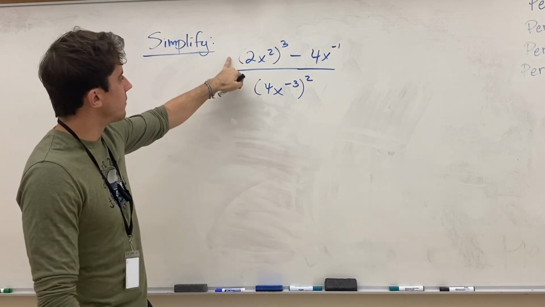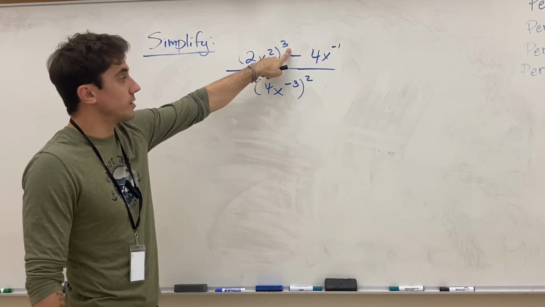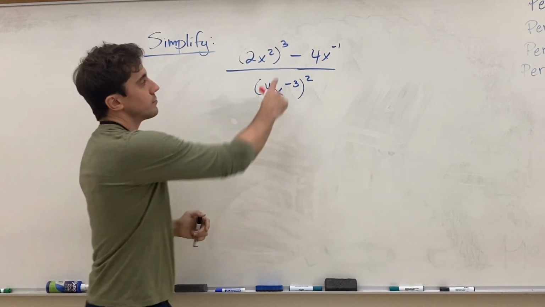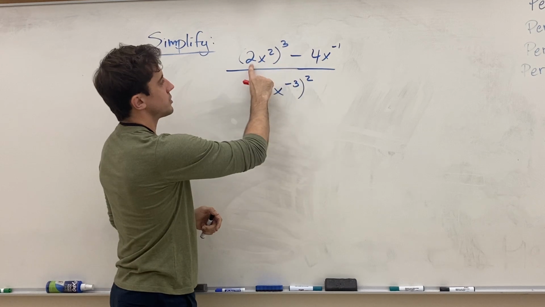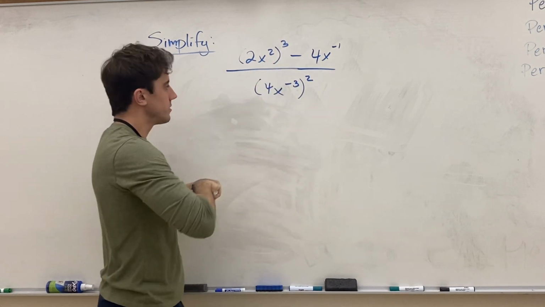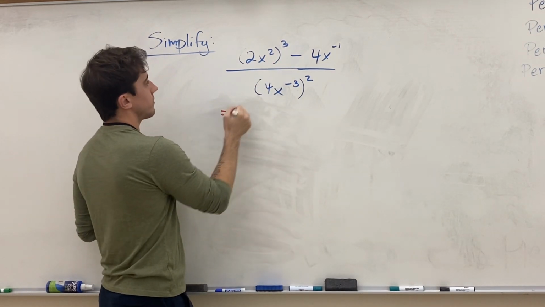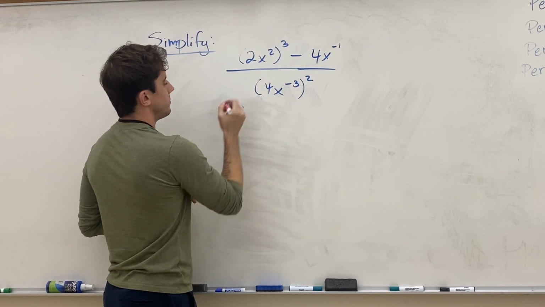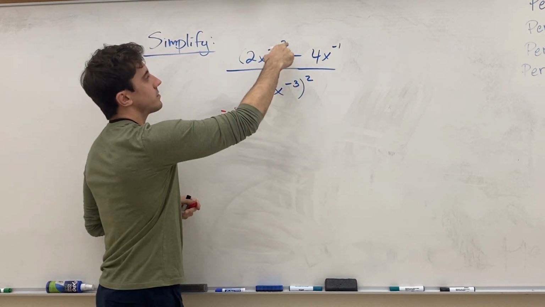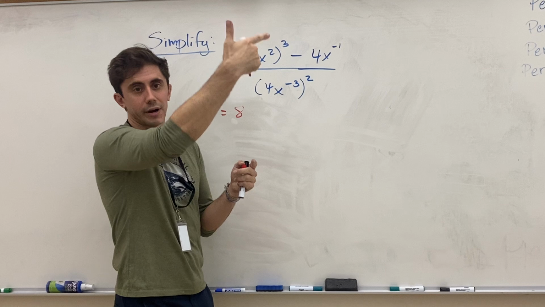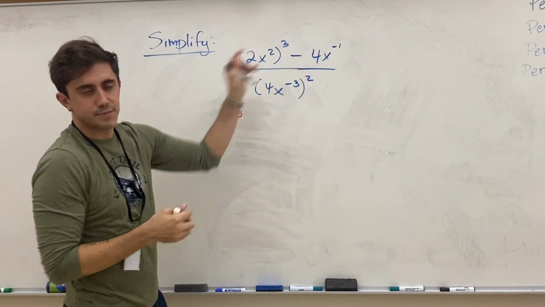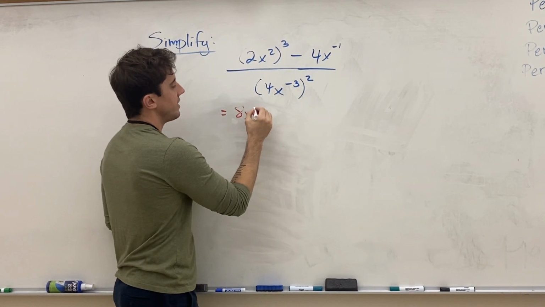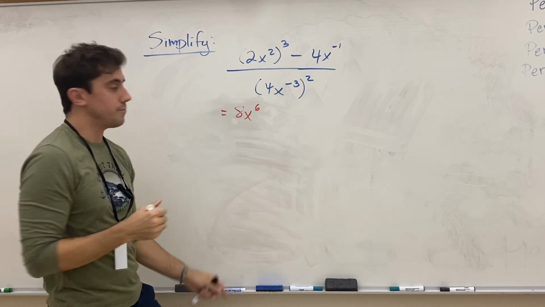So first term, we have 2x squared, all in brackets, raised to the power of 3, right? So the cube has to attach itself to the 2 and to the x squared, meaning we're going to have 2 cubed, 8, and x squared cubed. When we have a power to a greater power, we multiply the exponents, and so that means we're going to have 8x to the power of 6, okay?